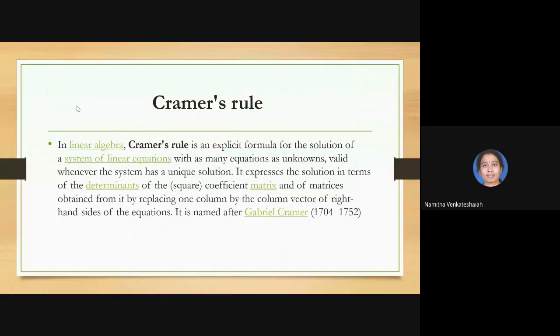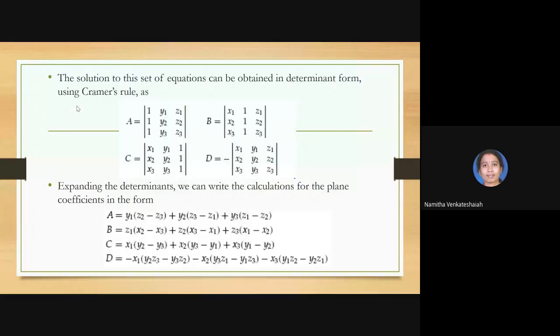So how does Cramer's rule actually work? It expresses the solution in terms of the determinants of the coefficient matrix, and of matrices obtained from it by replacing one column by the column vector. I will show you in the next slide how exactly the Cramer's rule process works. It is named after Gabriel Cramer, who lived from 1704 to 1752. So this is exactly the Cramer's rule.